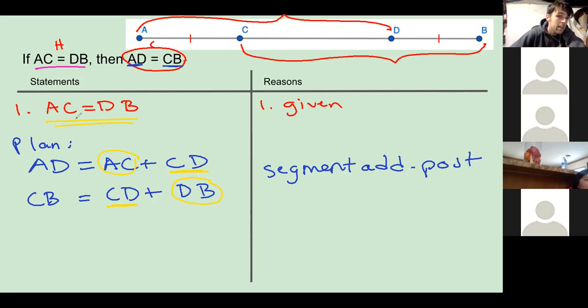So what that tells me, remember, when two things are equal, is that I can make a substitution. I could replace either AC with DB or DB with AC, whichever way I want to do it, or both if I wanted to. In this case, I'm only going to replace one of them. I'm going to get rid of this AC, and in its place, I'm going to put DB.